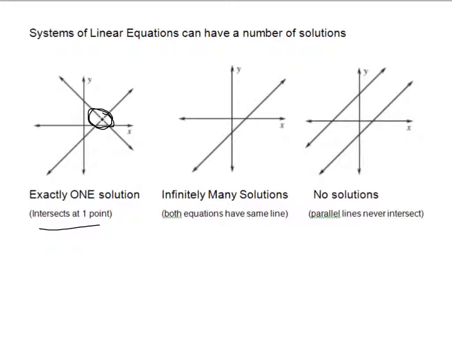Then you can have the situation where your 2 equations are both the same line. In that case, if our solution is wherever the 2 lines are touching, they're touching all the way through. So we have infinitely many solutions. And then last but not least, when you have parallel lines, they're never going to cross. And if our solution is always where the 2 lines cross, and these lines don't cross, then there is no solution.